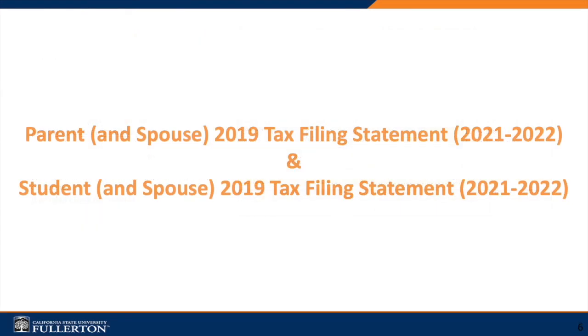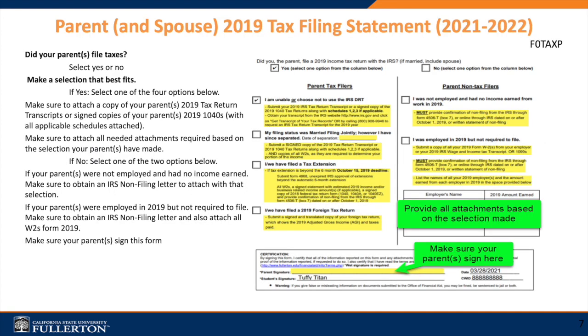Now let's get into the parent and spouse 2019 tax filing statement and the student and spouse 2019 tax filing statement for the 2021-2022 academic year. We understand that these two forms can create some confusion. These two forms are very similar and request ultimately the same information. Also, keep in mind that where it says "and spouse," it's only if it applies to the particular student or parent. So we understand that these forms might be a little intimidating with all the verbiage going on, but don't worry, it's super easy to fill out.